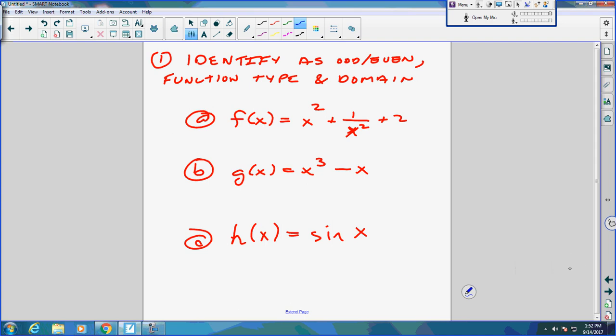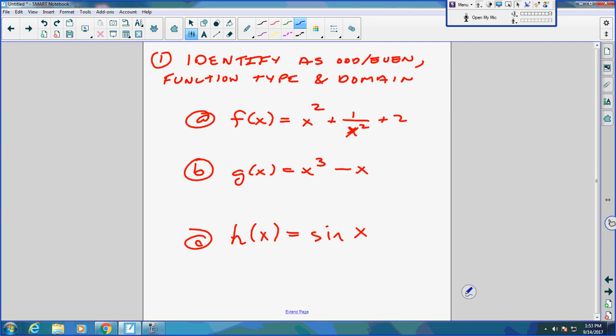All right, so we got some warm-up problems here. It says identify as even, odd, identify the function type, and identify the domain. They're letters A, B, C because they're in order and they kind of look like it. All right, so I would start with this.